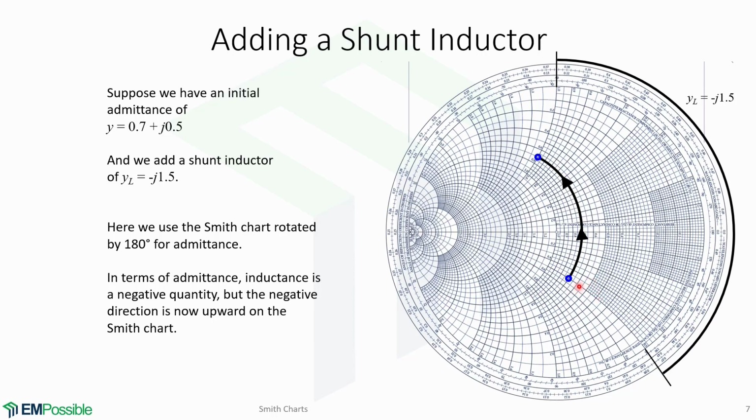Now, in terms of admittance, the inductance is a negative quantity, and the negative direction is upward on the Smith chart. So we move at an angular distance of minus j1.5 and we arrive here. This is how we add a shunt inductor on the Smith chart.